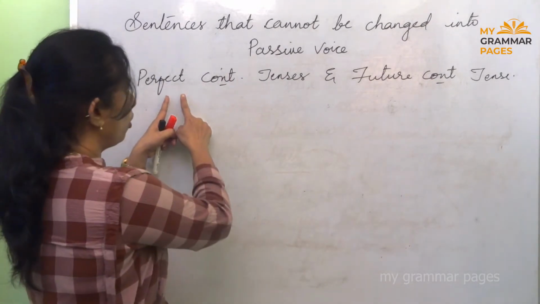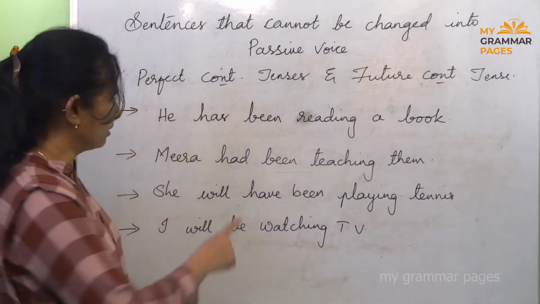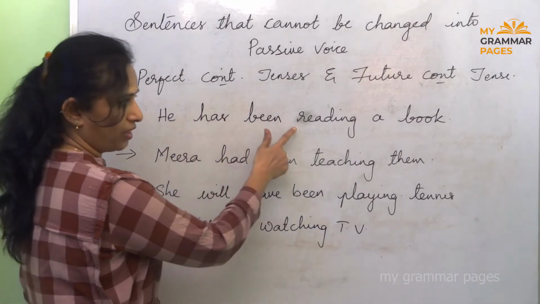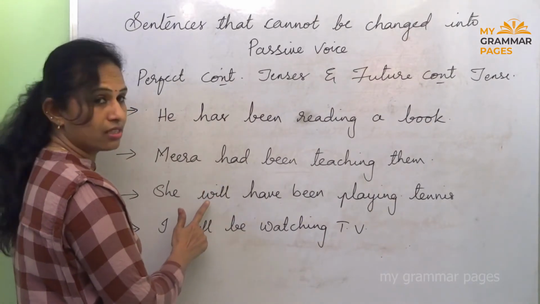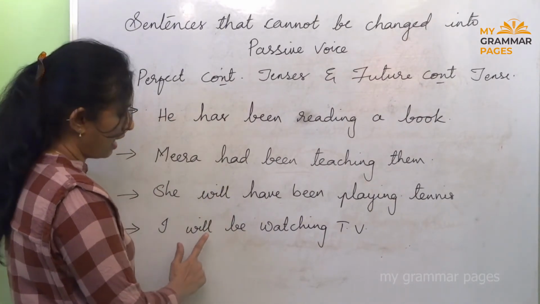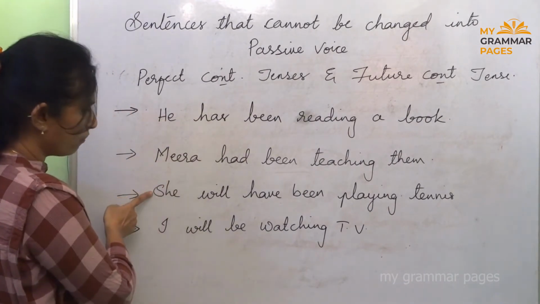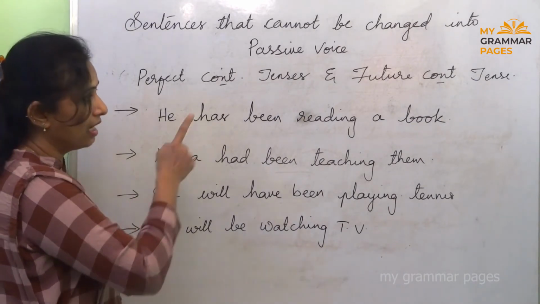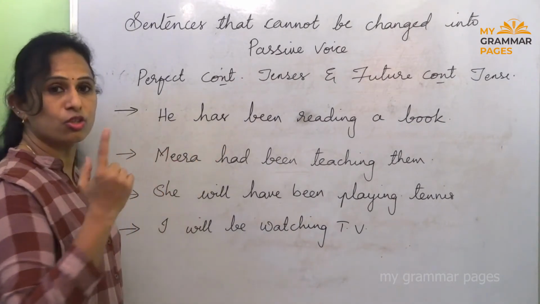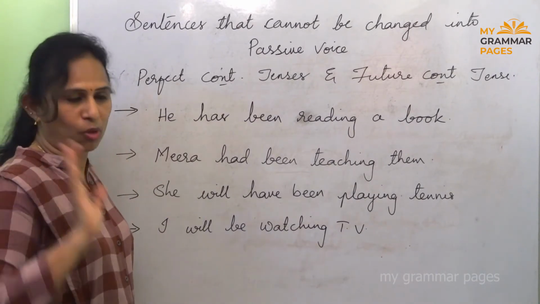Now we are talking about perfect continuous tenses. Here I have taken four examples. This is present perfect continuous tense and this is past perfect continuous tense and this is future perfect continuous tense and this is future continuous tense. That means for all the three perfect continuous tenses, as per our rule, we don't have passive voice. I'll try to change this sentence into passive voice and I'll tell you why that is not possible.